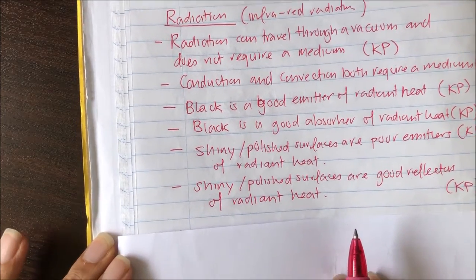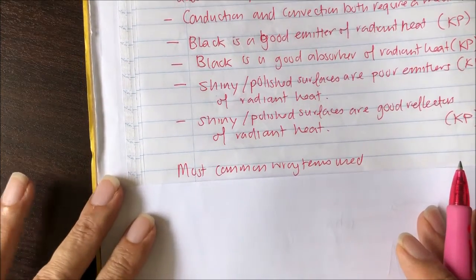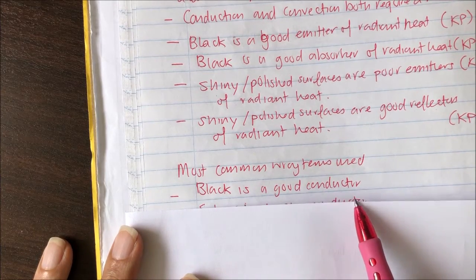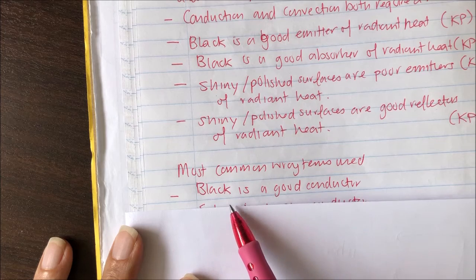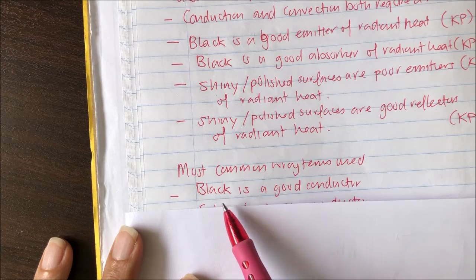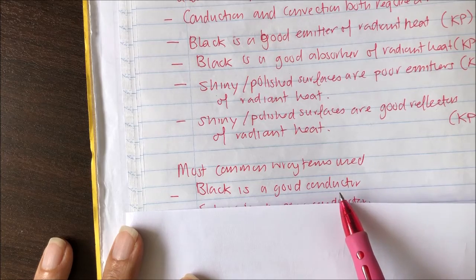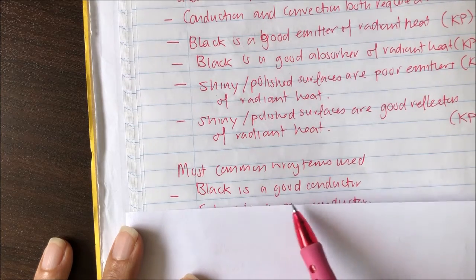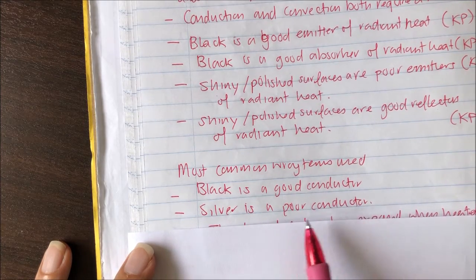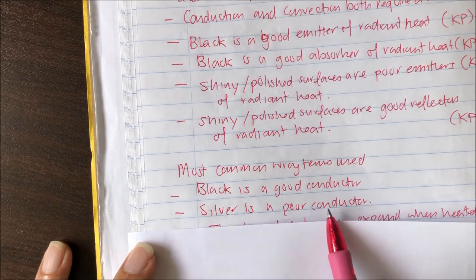Now, there are some wrong terms and words which we often use in our answers. For example, we like to say that black is a good conductor of heat. That is not correct. You are implying that color has to do with conduction, and that's not true. You can say the material copper is a good conductor of heat, but you can't say that black is a good conductor of heat. Neither can you say that silver is a poor conductor. You should actually say that silver is a poor absorber of radiant heat.